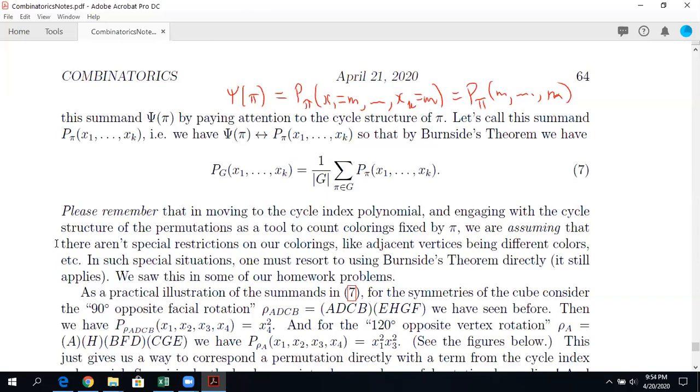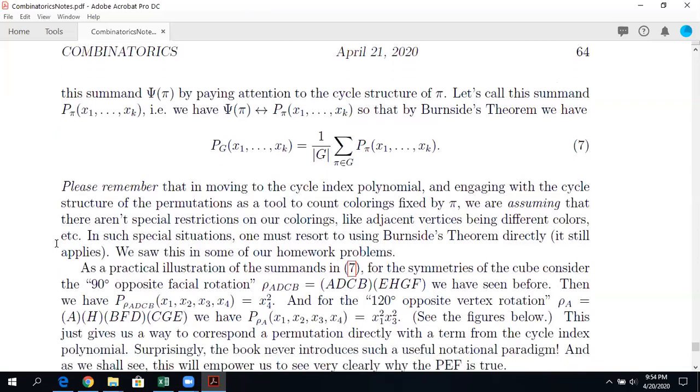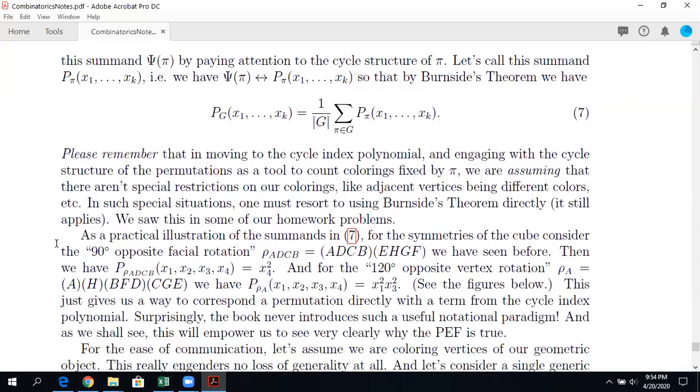Now, I do want to remind you, just because a lot of students forget this at various points, when we move to the cycle index polynomial and start thinking about the cycle structure of the permutation as a counting tool, we're assuming that there aren't any special restrictions on the colorings, like adjacent vertices being distinct colors, as we saw in some of our homework problems. These are totally unrestricted colorings. Just going to any vertex and coloring it any color, all right?